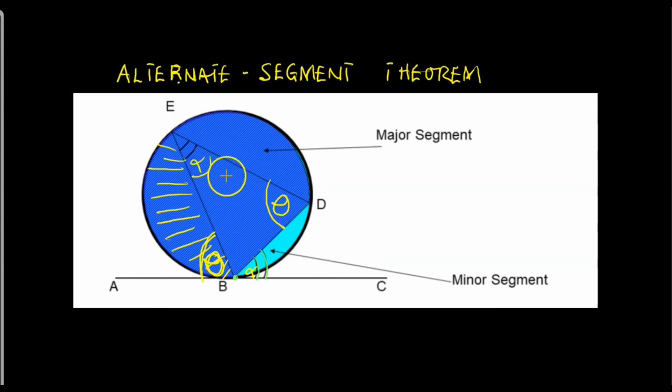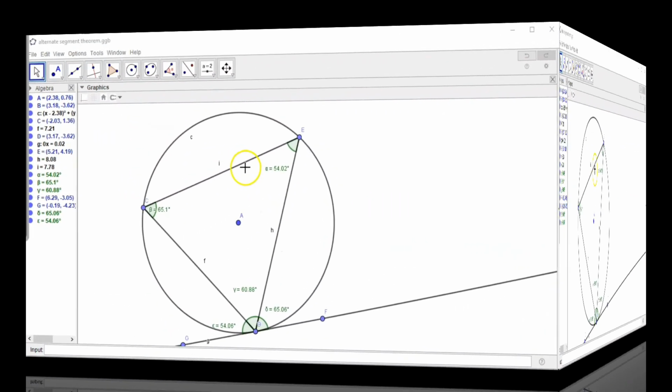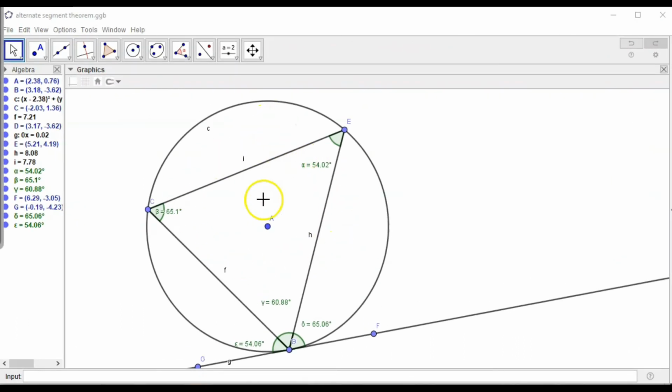So let's confirm this theorem from our Geogebra. From our Geogebra, you can observe that we have a circle with center A. Circle with center A has a tangent GF on it, and therefore the tangent GF intersects or meets the circle at the point D. So in this case, having all these angles available, I've measured all of them so that it just goes directly. It wouldn't take much of our time.